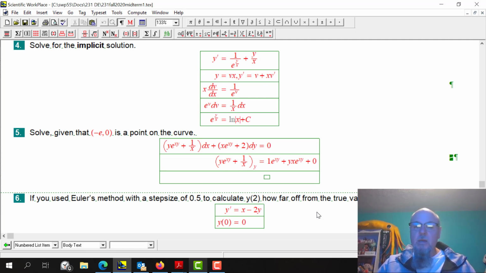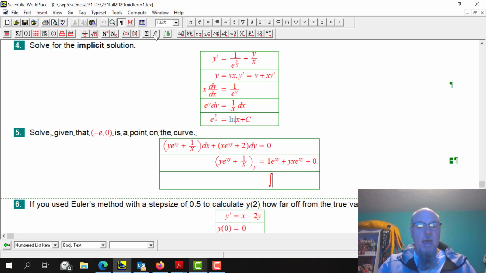My plan is going to be to integrate the first bracket with respect to x. So integrating with respect to x, I'm going to have e to the xy plus ln of absolute value of x plus a constant, but in this case, that constant has y's in it. So this is almost done. I just need to know what the h is.